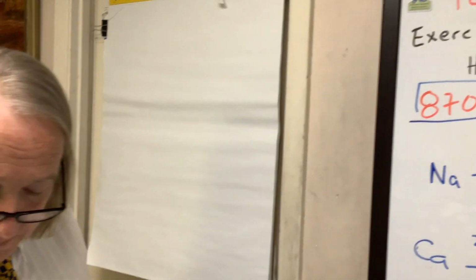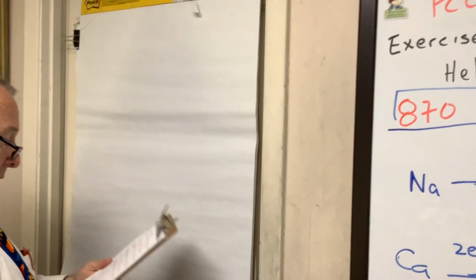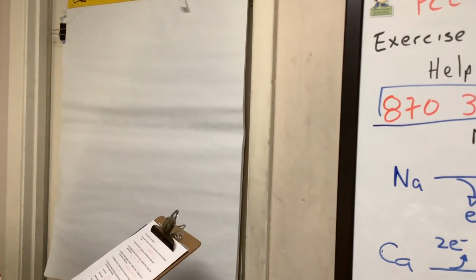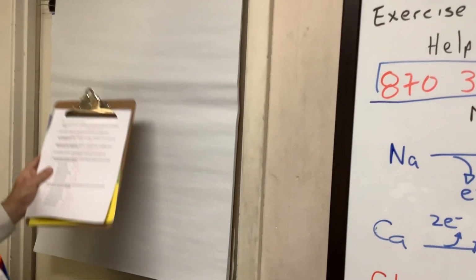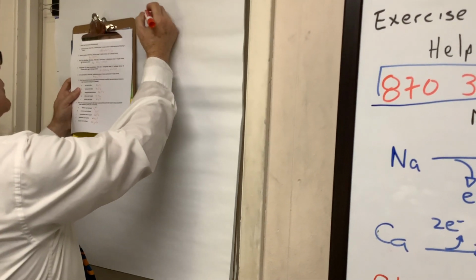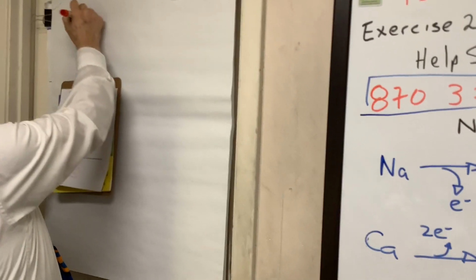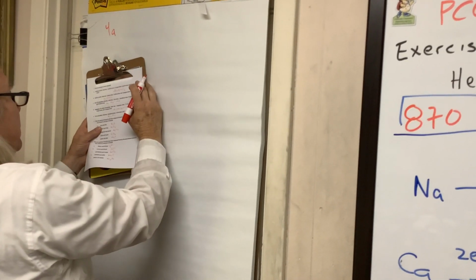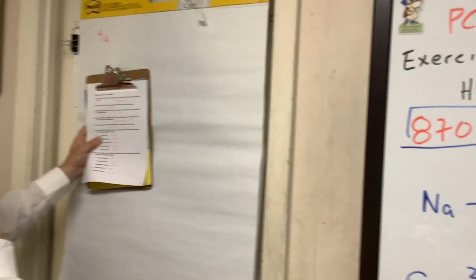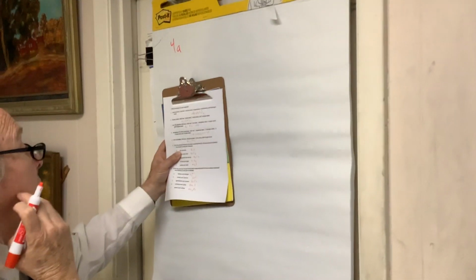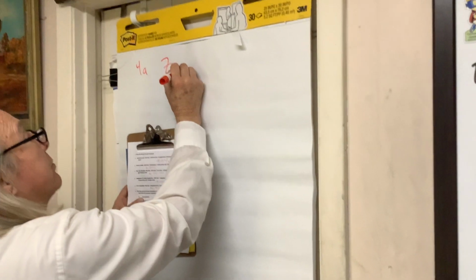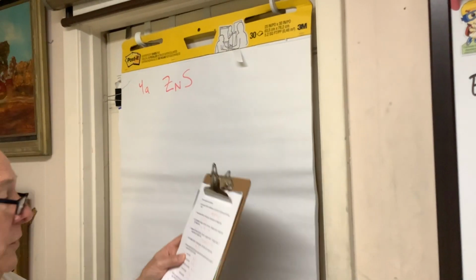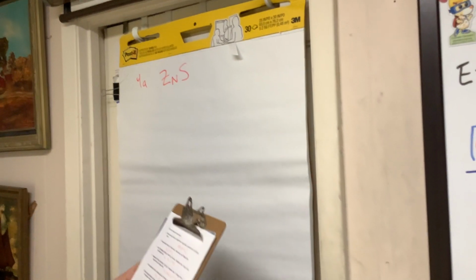Let me get a red pen up. The rules for naming: we write the cation first and the other compound after. So this is number 4, and this is A, and it says zinc and sulfur. Sulfur is group 6. It forms a -2. Zinc always forms a +2. So +2 and -2, zinc and sulfur come together to form zinc sulfide.